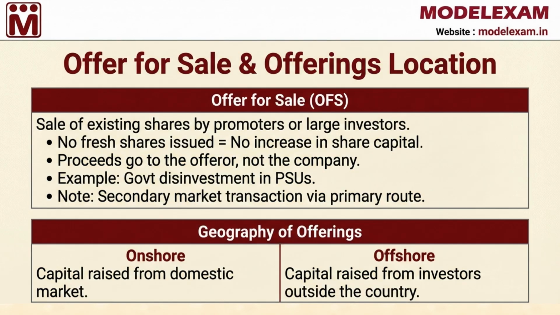We briefly mentioned the offer for sale earlier, but let us clarify it further. In an offer for sale or OFS, promoters or large investors sell their existing shares. Because no fresh shares are created, the company's share capital does not increase. The proceeds from the sale go to the offeror, such as the promoter, and not to the company itself. A common example is the disinvestment program, where the government sells its stake in public sector undertakings.